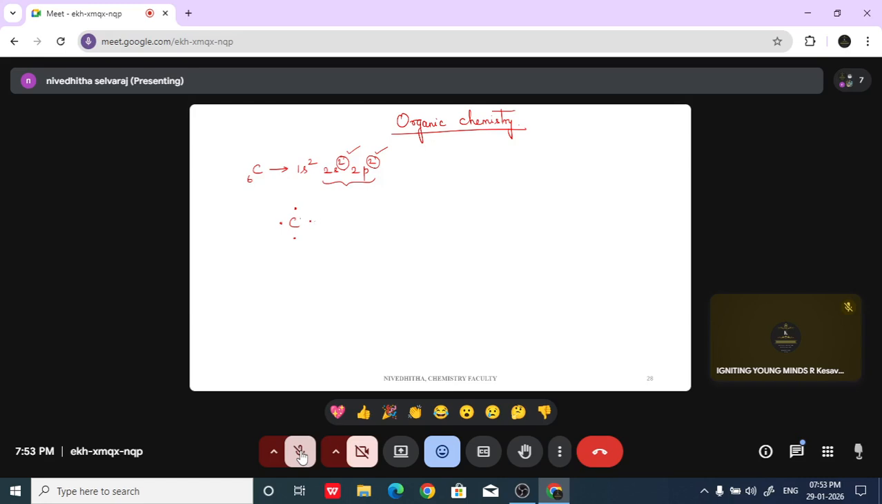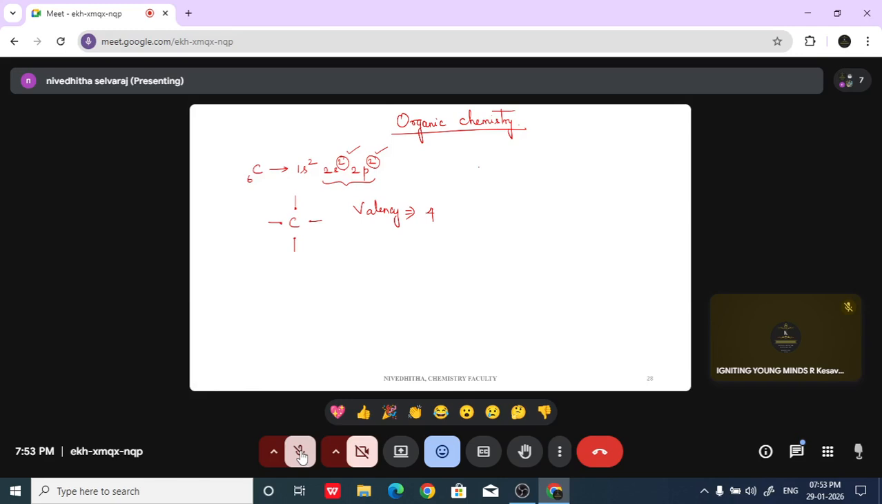So these are unpaired electrons, and usually a carbon atom will use these unpaired electrons to form a chemical bond. Carbon has 4 unpaired electrons, so carbon can form 4 chemical bonds. Okay, so valency. Since carbon can form 4 chemical bonds, the valency of carbon is 4. Combining capacity is 4.